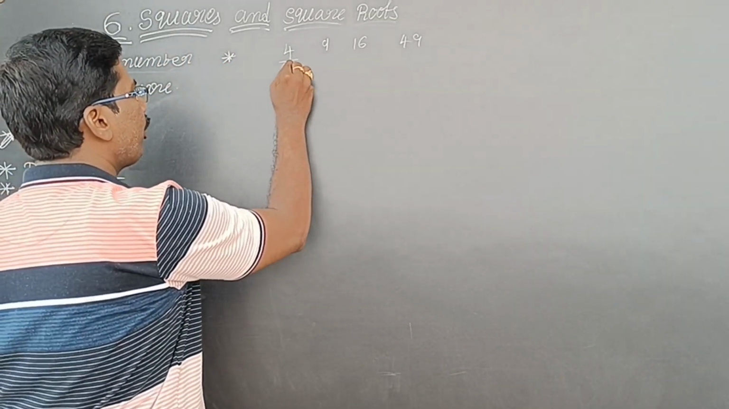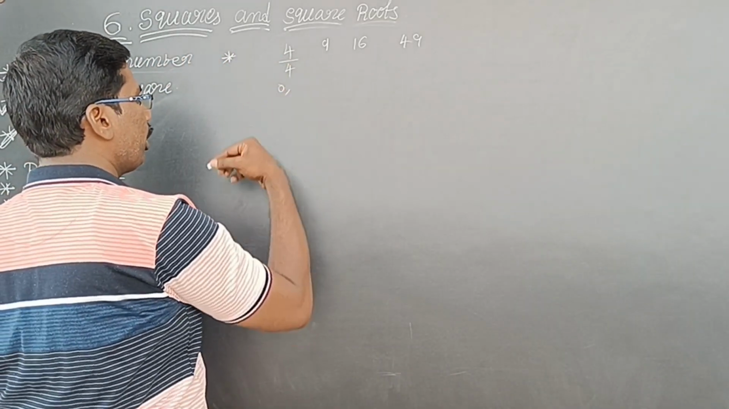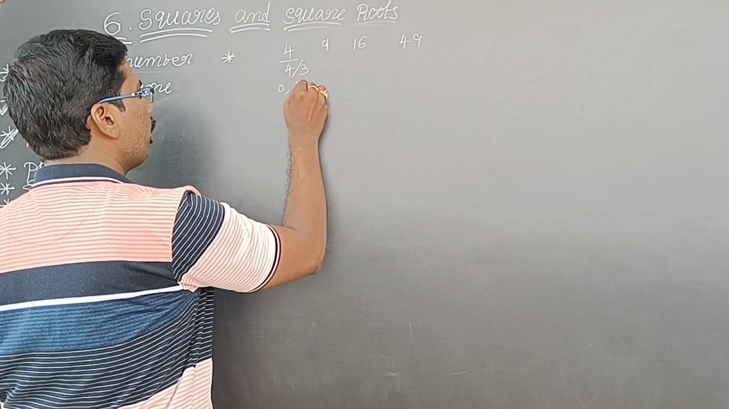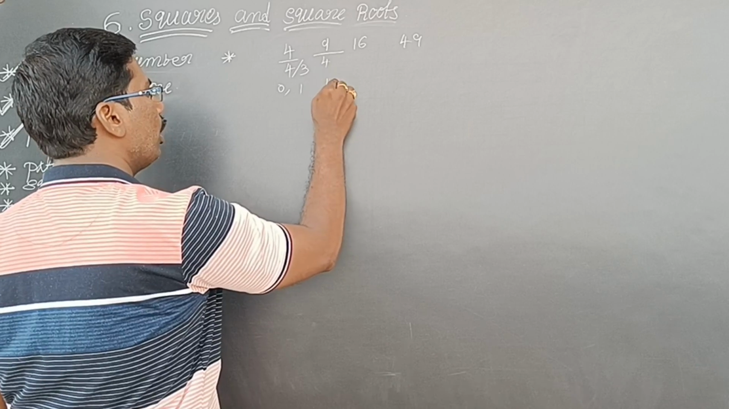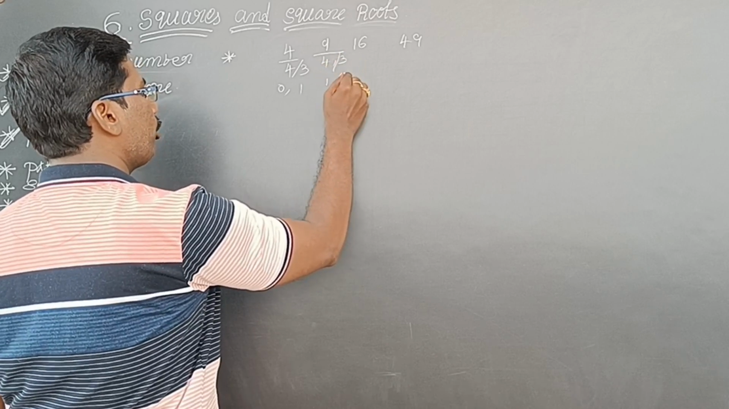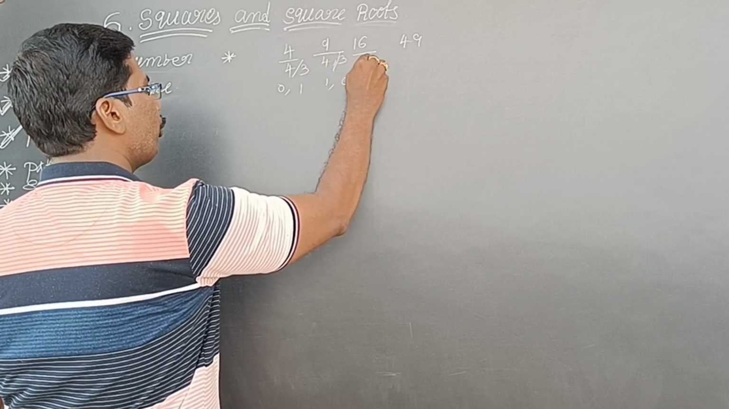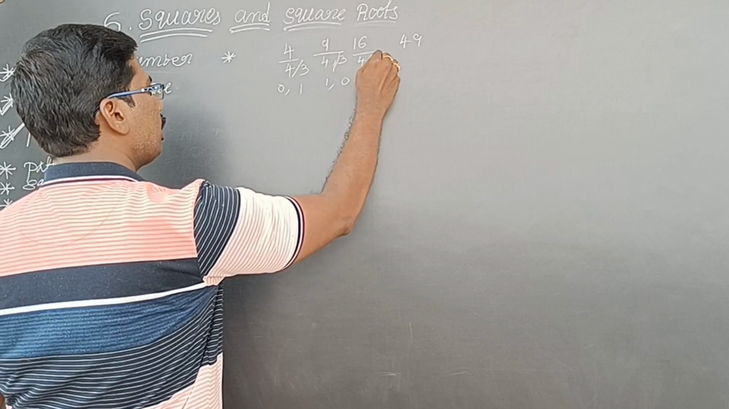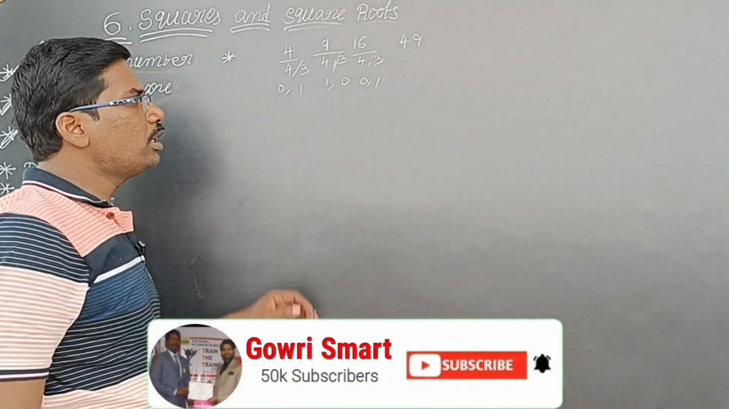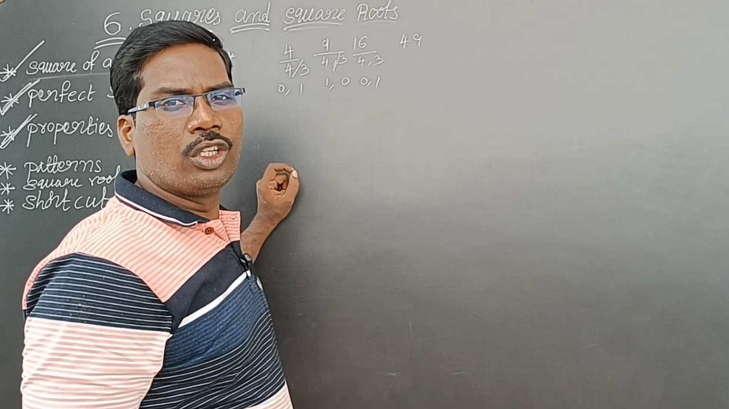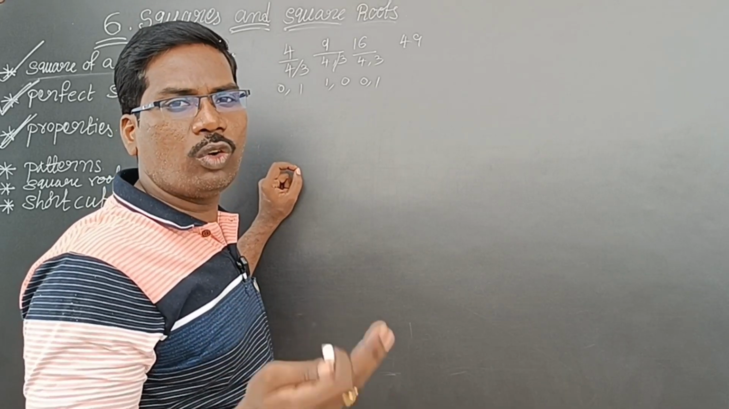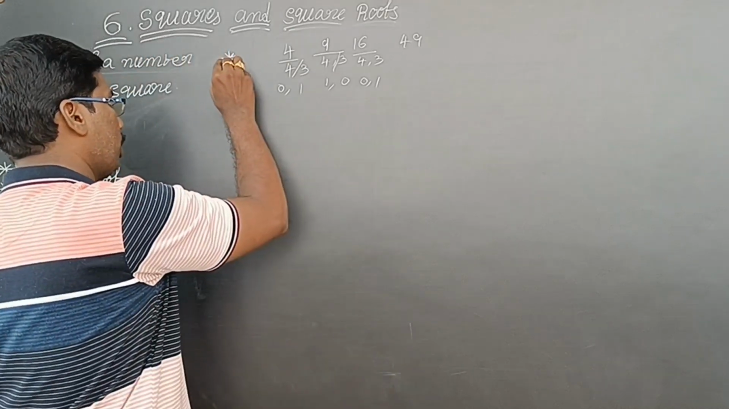For example, if I divide with 4, I will get remainder 0. If I divide with 3, I will get remainder 1. If I divide with 4, I will get remainder 1. If I divide with 3, I will get remainder 0. If I divide with 4, I will get remainder 0. If I divide with 3, I will get remainder 1. So, if you take any square number and divide with 3 or 4, you will get the remainder 0 or 1. This is one more important property.